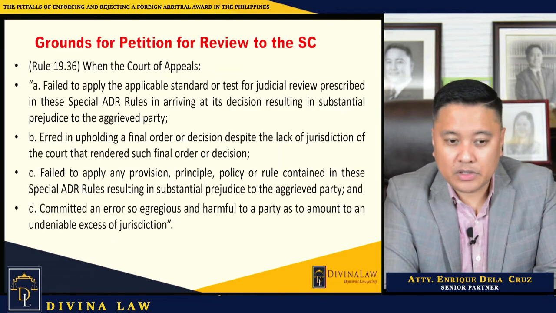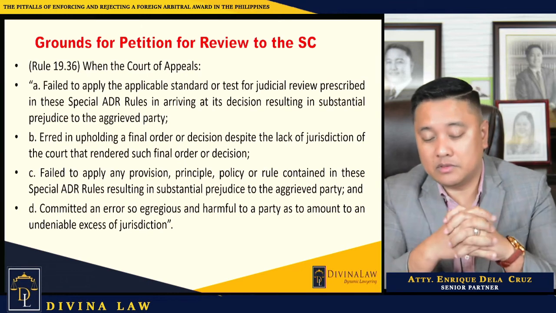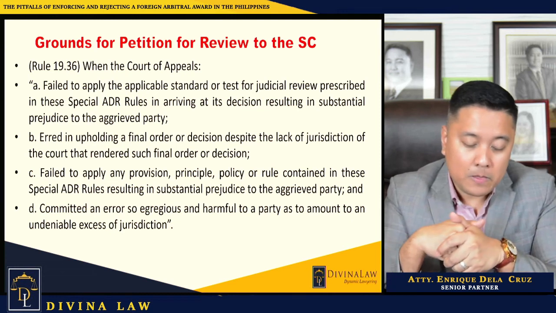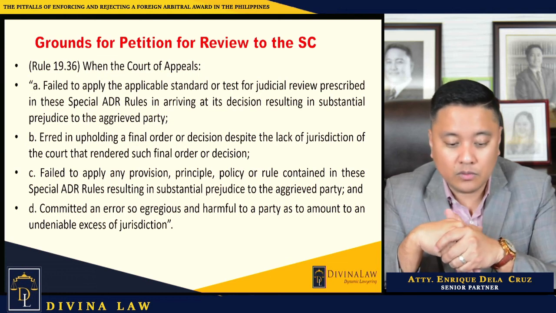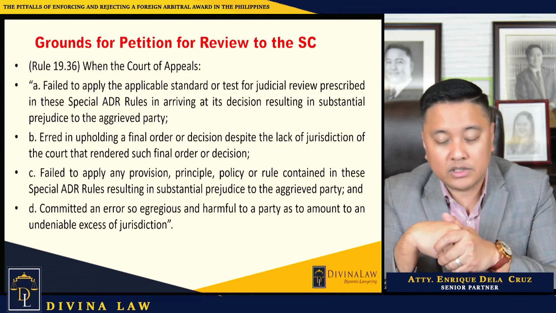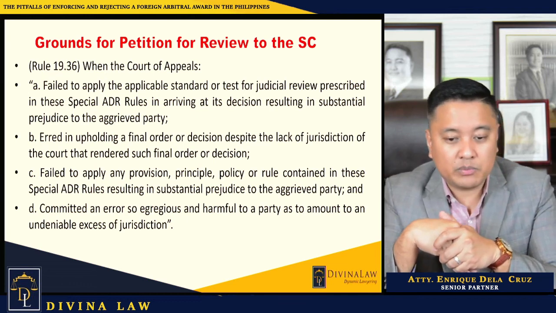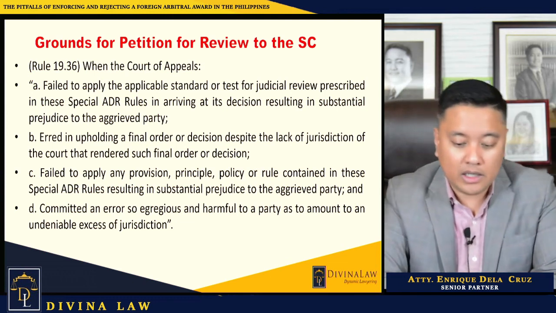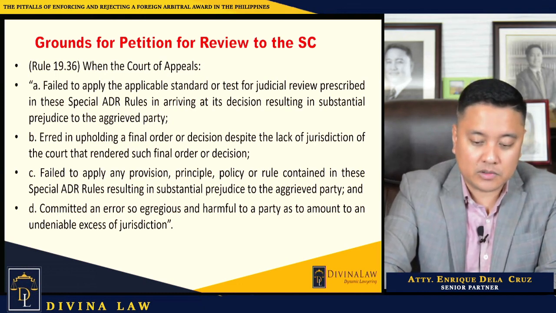And what are the grounds for the Supreme Court to review a petition? So it's very, very limited grounds under Rule 19.36, and you must invoke them in your petition: when the CA or the RTC failed to apply the applicable standard or test for judicial review, when the court erred or committed an error in upholding a final order or decision despite lack of jurisdiction, or when the court failed to apply any provision, principle, policy, or rule contained in the Special ADR Rules, or when the court committed an error so egregious and harmful to a party as to amount to an undeniable excess of jurisdiction.